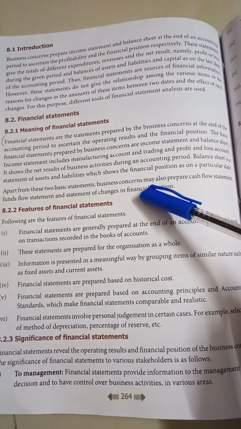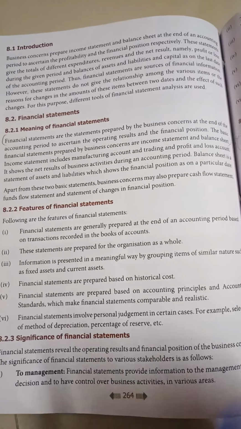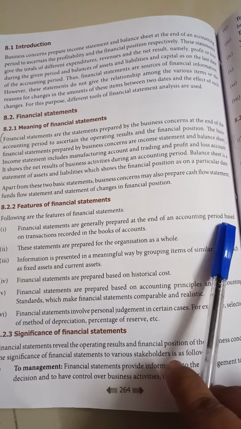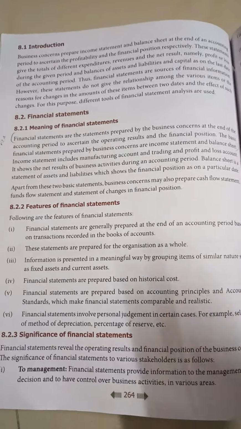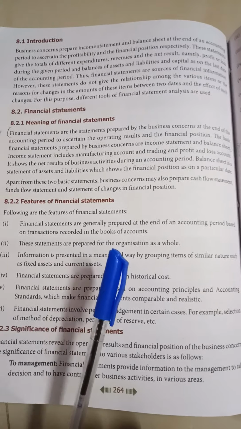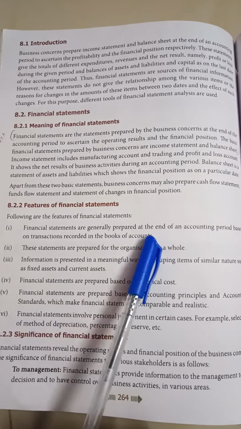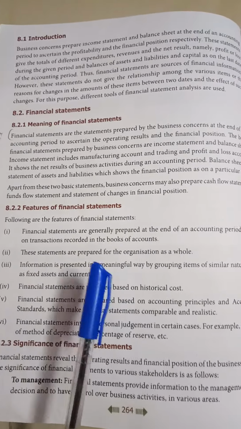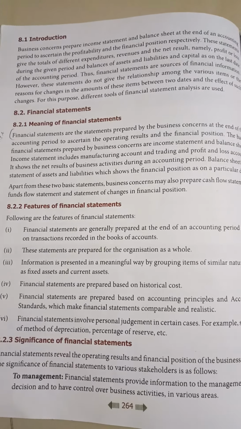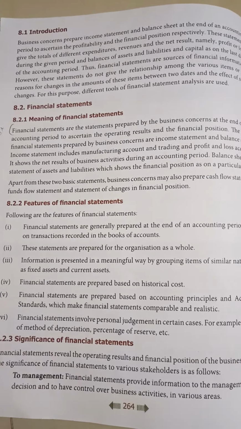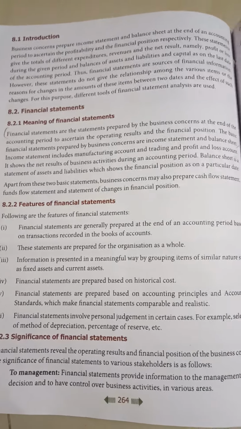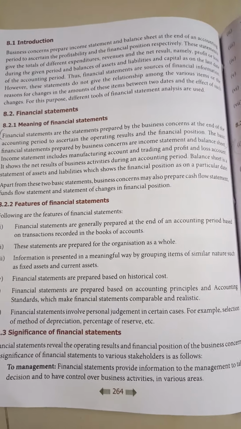Okay, then moving on to the features of financial statements. First and foremost feature is that it is prepared at the end of every accounting period. So whatever transactions have occurred in that particular accounting period, all those are grouped together, or all those are accounted in that particular accounts. Okay, then the second one is, any financial statement is prepared only once for the organization. That is, there are no department wise statements as such.